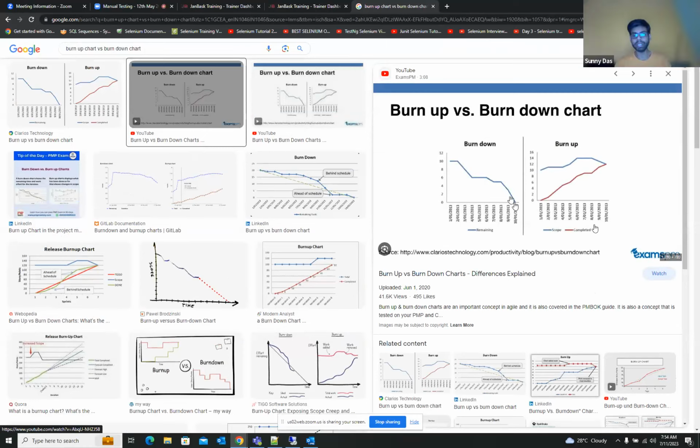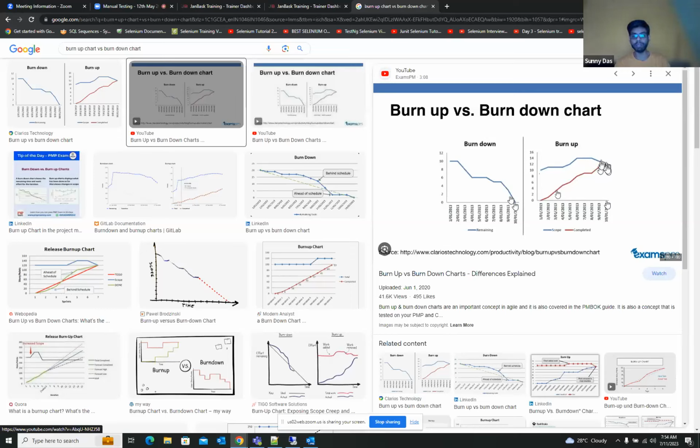And what is burn up chart? You started from 0, right? And then over the time, you have completed some of the tasks. So at the end of the sprint, you have completed till this. And what is this? This is the scope of the sprint, right? So if you see here, at the end, you have touched the scope. So that means you have completed all the tasks which were given to you.